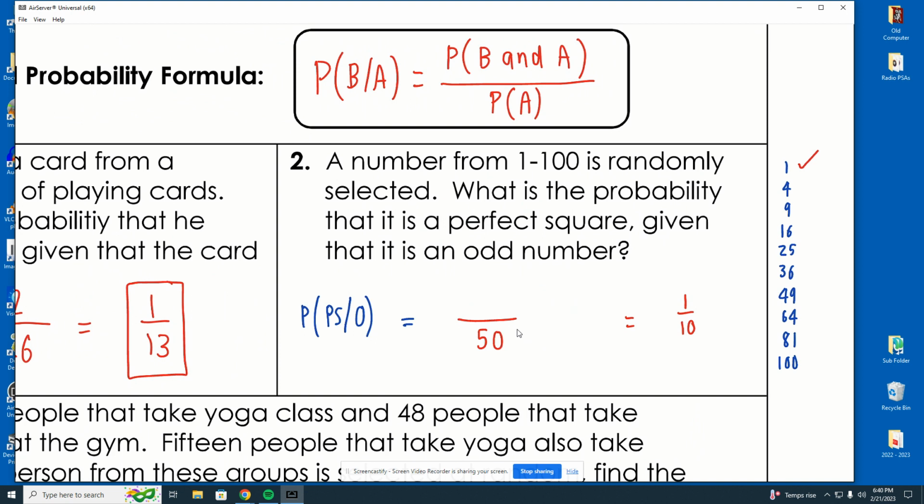So if I've got my perfect squares over here, how many of them are odd? That one. Not this one. That one. Not that one. This one is odd. Not odd. That's odd. Not odd. That one's odd. Not odd. Only 1, 2, 3, 4, 5 of those 50 are perfect squares that are actually odd. So 5 out of 50, guess what that reduces down to? Same answer, 1 out of 10.